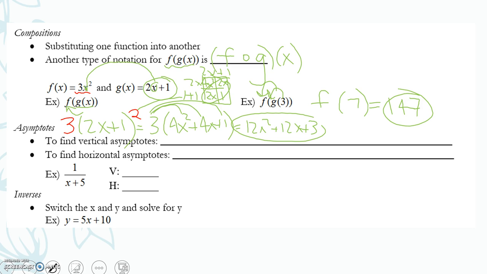Next is asymptotes. To find vertical asymptotes, you factor the denominator if you can. If you cannot, then you just set the factors, or what you have, equal to 0, and you solve. So I'm going to go down to my example right here and find the vertical. On the bottom, x plus 5 cannot be factored. So I just set it equal to 0, and I solve it. When I set that equal to 0, I would subtract over 5. So my vertical will be x equals negative 5.